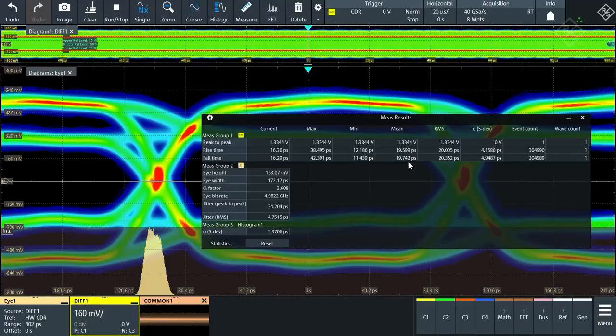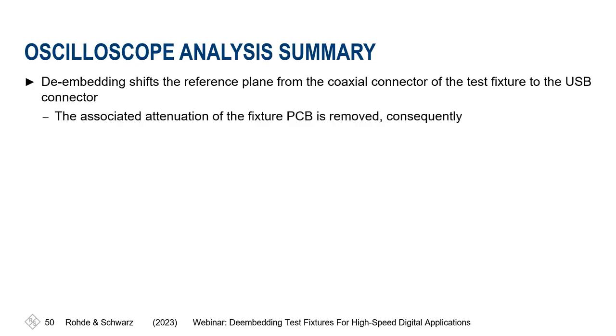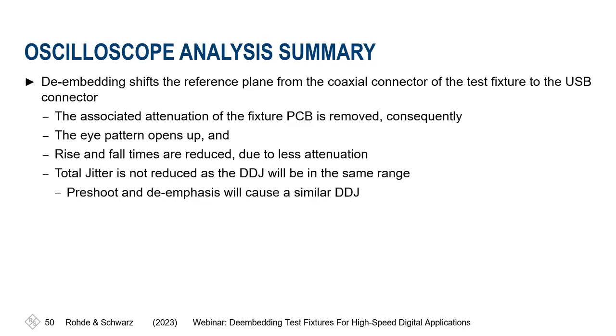So let's go back to our summary here. Going to the oscilloscope summary, the de-embedding shifts the reference plane from the coaxial connector of the test fixture to the USB connector. The associated attenuation of the fixture PCB is removed consequently. Eye patterns open up and rise and fall times are reduced due to less attenuation. The total jitter is not reduced as the DDJ will be in the same range. That has to do with the fact that you move the reference closer to the transmitter. Pre-shoot and de-emphasis will cause a similar DDJ.